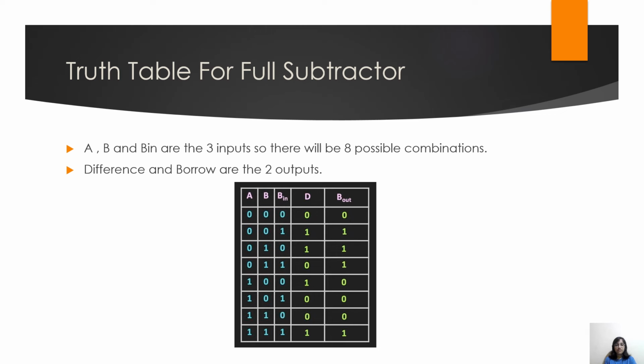Next, A is given 1 and B is also given 1. Bin is given 0. So 1 minus 1 is 0. So 0 minus 0 is 0. So both difference and borrow are 0. In the last combination, all three inputs are given 1. So 1 minus 1 is 0. 0 minus 1 is 1 with a carry. So difference and borrow will be 1.